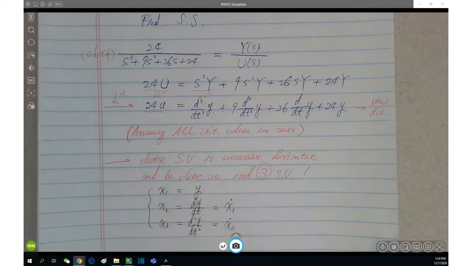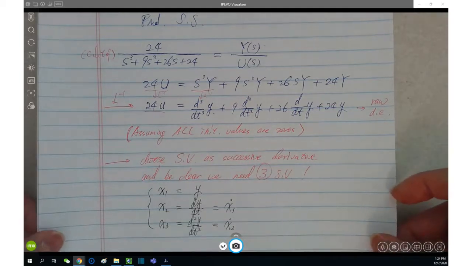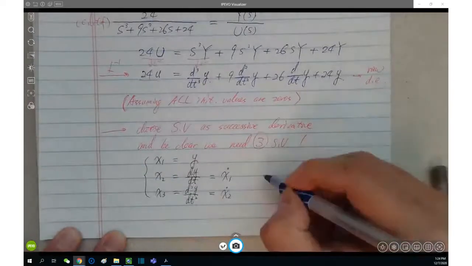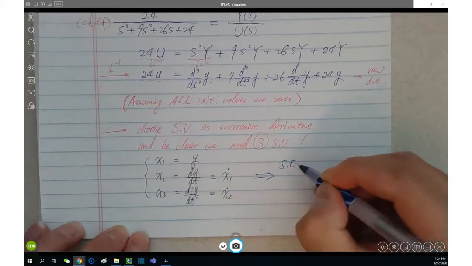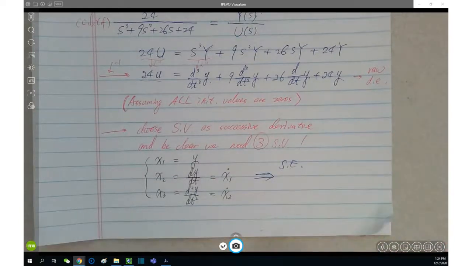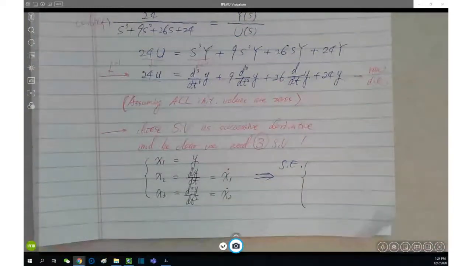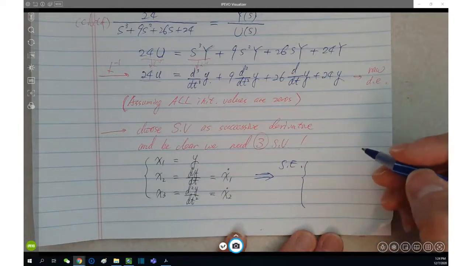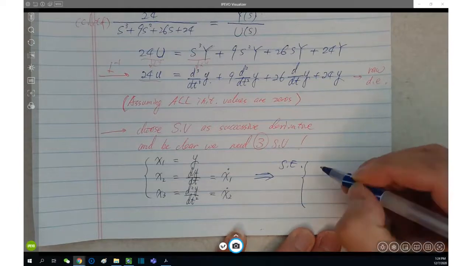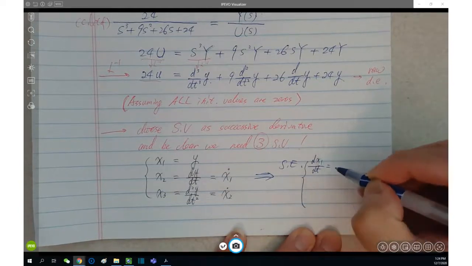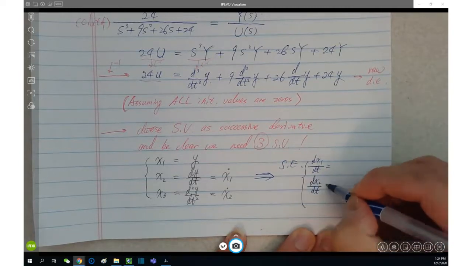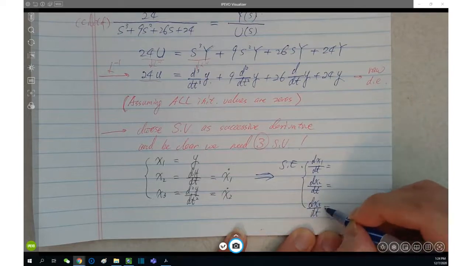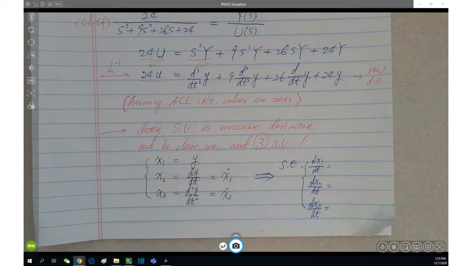Based on your choice of state variables, guess what? You're able to write state equations. Let's see how to write these equations. It's actually very easy. First of all, you need 3 state equations, the same number as the state variables. Next, the left-hand side of the state equations is the first order derivative of the state variables, so dx1/dt equals something, dx2/dt equals something, dx3/dt equals something. These are the 3 state equations. Does it make sense?